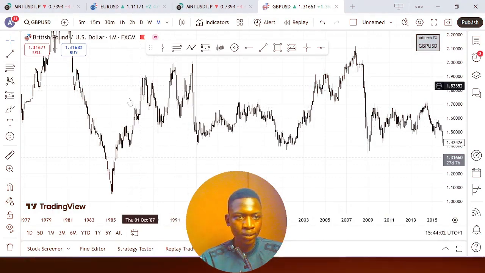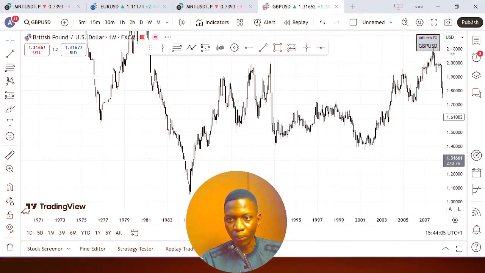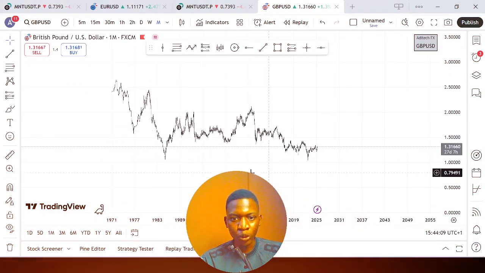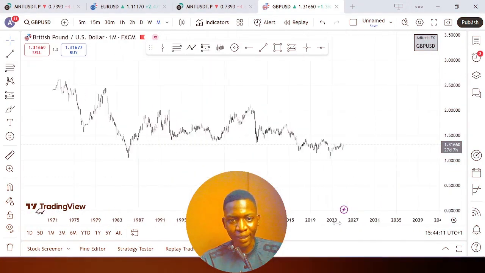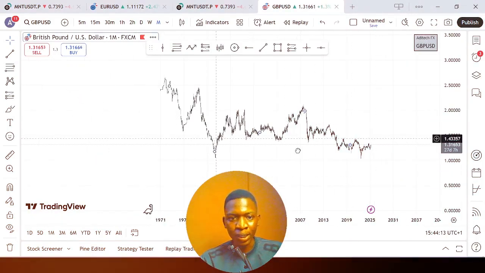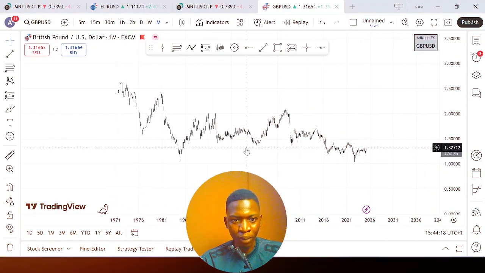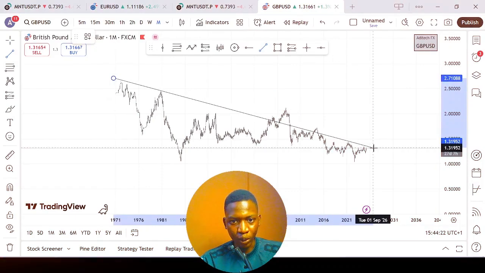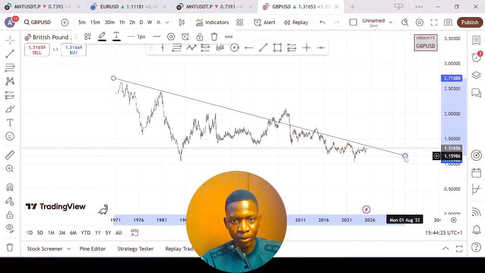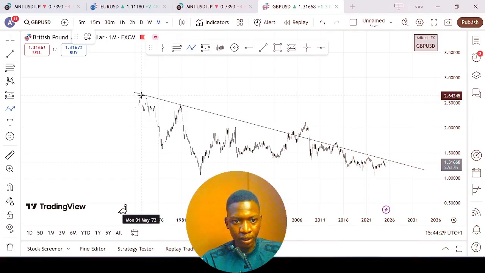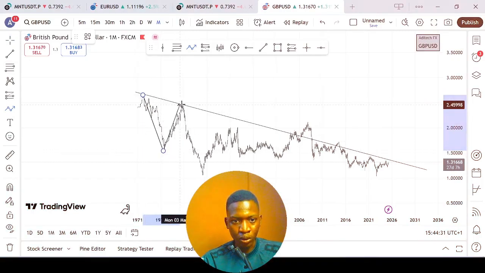So starting with GBPUSD on the monthly time frame. The reason why we do top-down analysis is for us to have a clear overview of what the market is doing. So right now on the monthly time frame, we can confirm a downtrend. If I use this trend line, you can see that we are in a downtrend, and particularly you can see lower high, lower low, lower high, lower low.